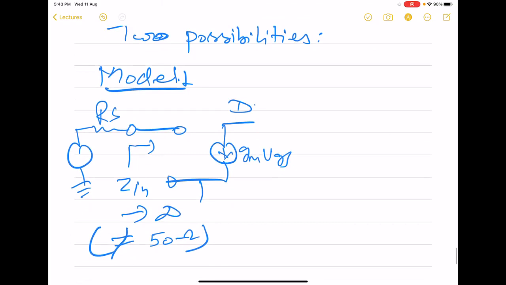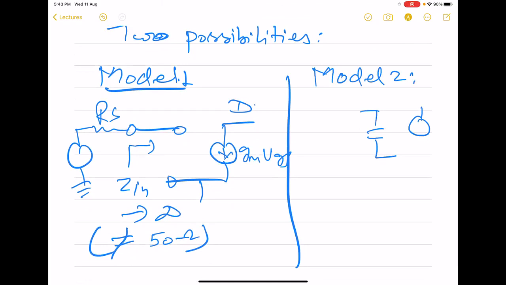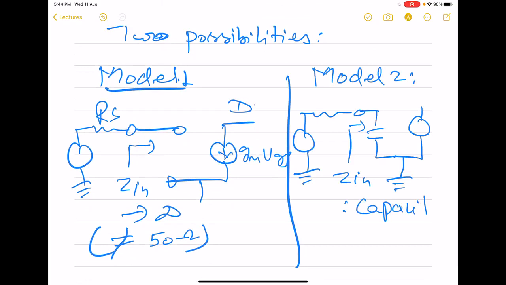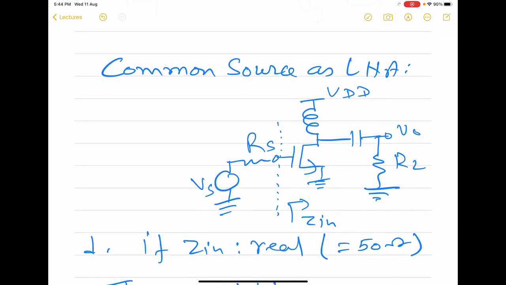Second is with the model two. So now if I use model two, where I have to include gate to source capacitor also, in this case, if I look into the gate, then what I'm going to see is impedance which will be of capacitive nature. So this is not going to be real, right? So if you use MOS in the simplest possible configuration of common source, then it will not fulfill the first and the most important requirement for LNA. That is why you can now go back to all those four LNAs, and you can recall that there has been modification on the input side exactly to fulfill this requirement. We will talk about this thing in more detail in future classes.